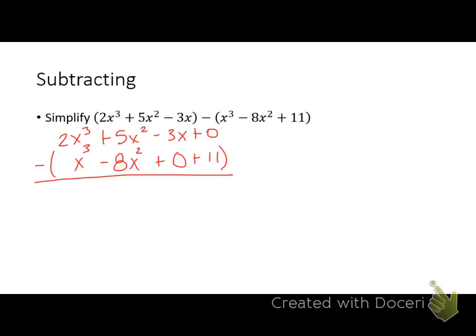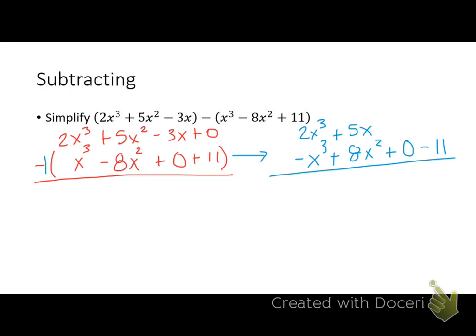So, just like when we were using elimination, we're going to have to go in and deal with that minus. So, remember, that minus is like multiplying that bottom row by a -1. So when I do that to every term in the bottom, that gives me a negative x cubed plus 8x squared plus 0, because that didn't matter if I multiplied it by a negative, minus 11. And now my top row, I would just copy it over again. So that's 2x cubed plus 5x squared minus 3x plus 0. So the signs on the top did not change, only the signs in the bottom.